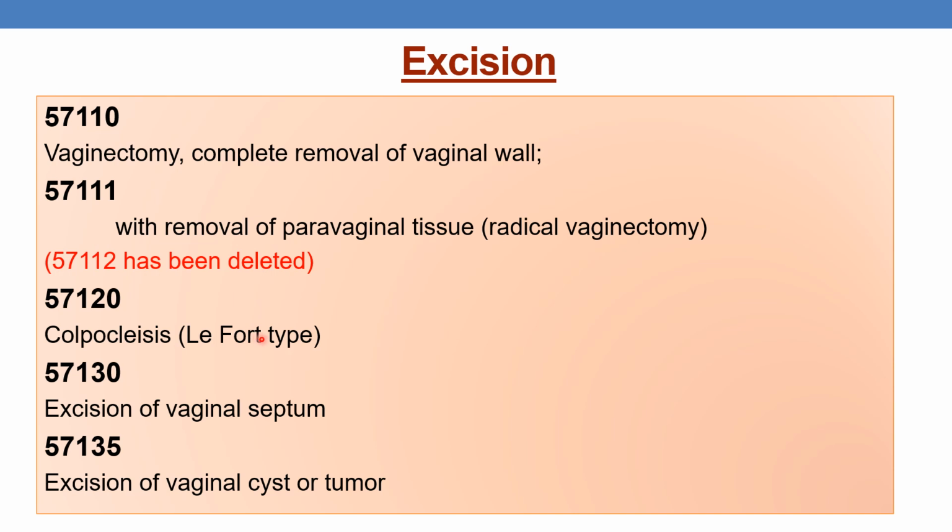Colpocleisis, Le Fort type. Next, 57130. Excision of vaginal septum. The next is 57135. Excision of vaginal cyst or tumor. The CPT for excision of vaginal cyst or tumor is 57135.